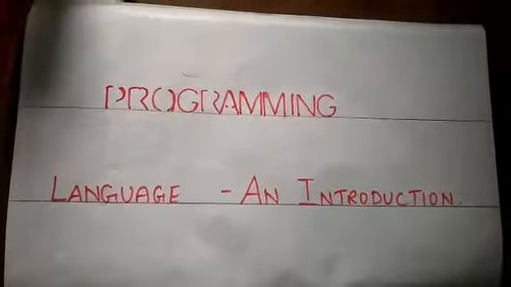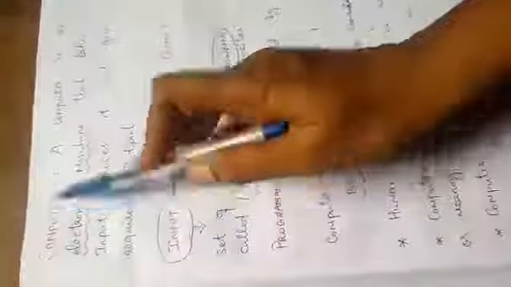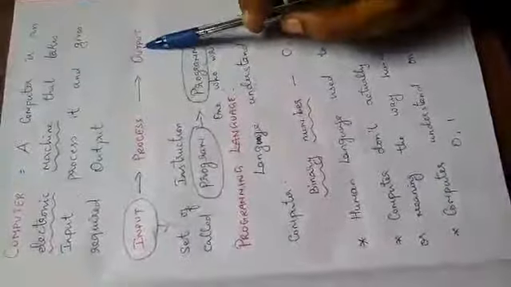Today's topic is programming language and introduction, a revision over the topic. Before going into the topic, first thing is what is computer? A computer is an electronic machine that takes input, processes it and gives required output. So we need to give input, the input will be processed and we will get the output.